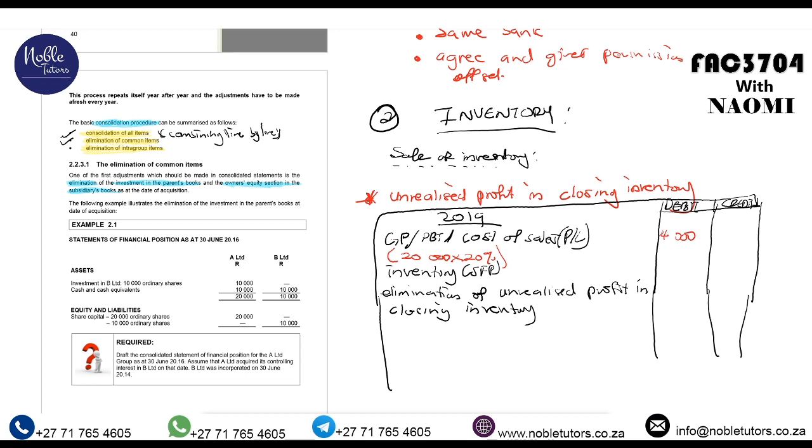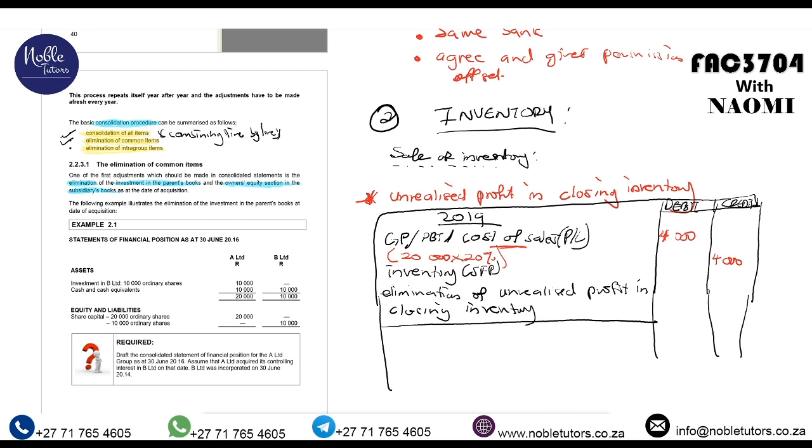Guys, if you have cost of sales, you're just going to say cost of sales. If you have gross profit, then you start with gross profit. If you have just profit before tax, then you use that. But the ideal one is to use cost of sales. So I'm going to debit cost of sales, then credit inventory. For the company that is selling, we are decreasing cost of sale, gross profit, or profit before tax. But for the company that purchased, we are decreasing the inventory that they're keeping. So that's the first thing you will do.